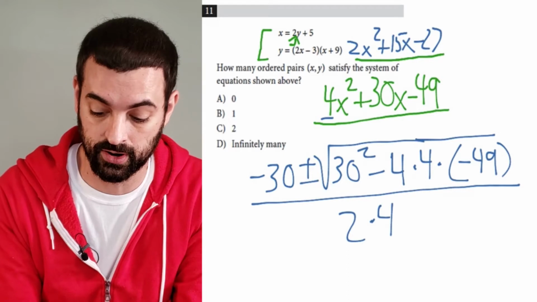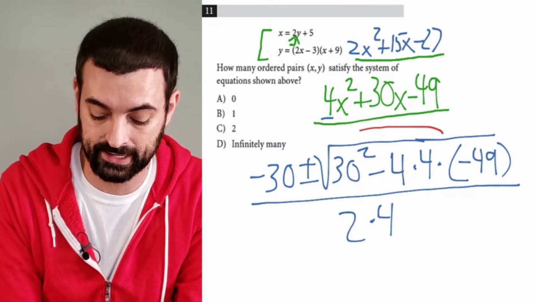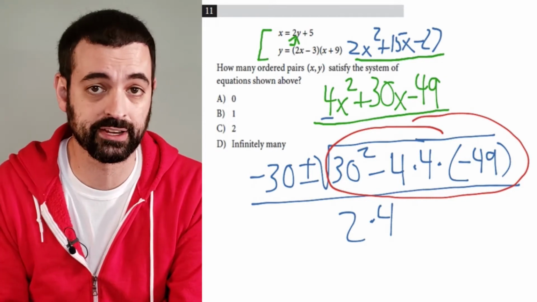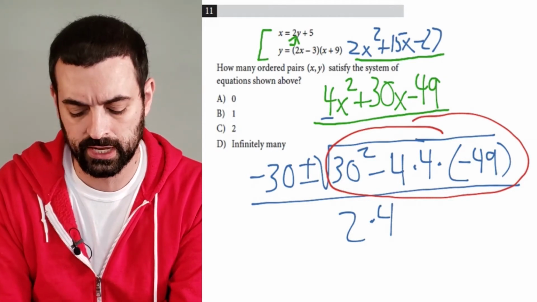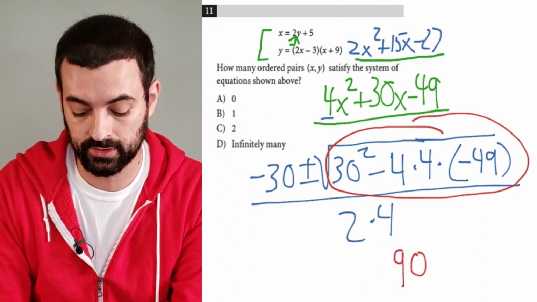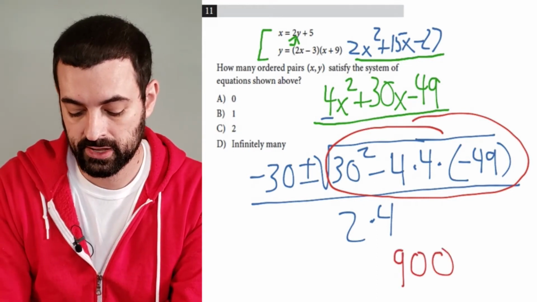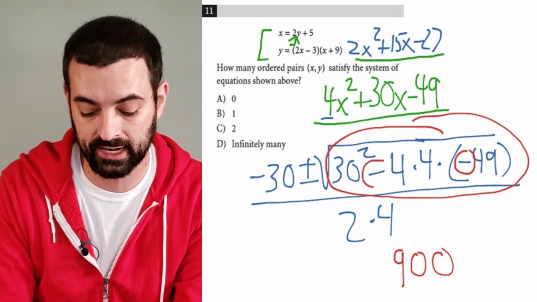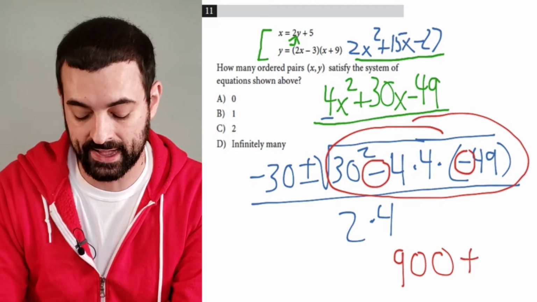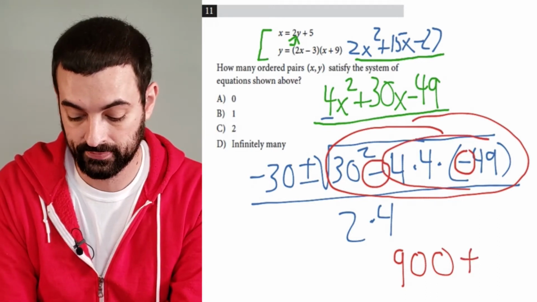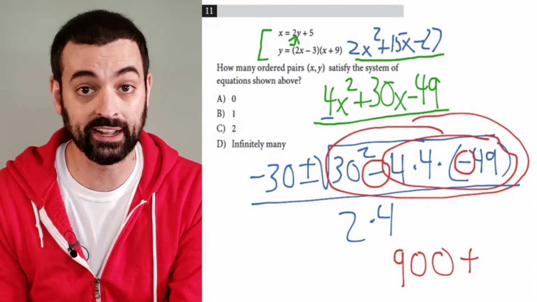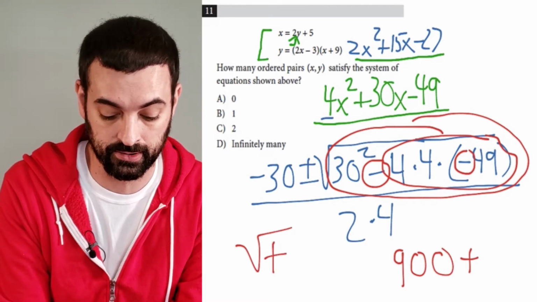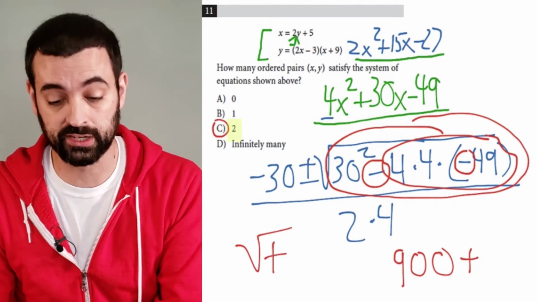Let's concentrate on what's going on under the radical, and I think that you'll be pleasantly surprised when we clean this up. This is also part of the calculator section, so your calculator would do some of this work. You actually don't even need it though. 30 squared is 900. Minus 4 times negative 49. These two negatives mean that we're going to add whatever value this ends up being. So that's enough to tell you that we're going to have a positive value under the radical and that there are two solutions. You can stop right there.